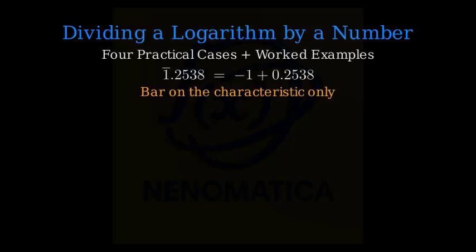A barred 1.2538 means negative 1 plus 0.2538. In other words, the bar is only on the characteristic, and the mantissa stays positive. The rule we use is simple. To divide a logarithm by k, divide the characteristic part by k and the mantissa part by k. Then rewrite the result so that the mantissa is between 0 and 1. If k is negative, compute the value and then express it with bar notation if needed.